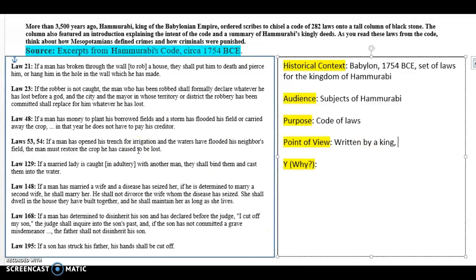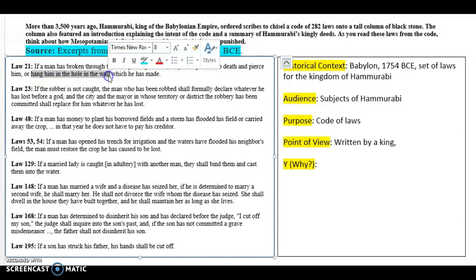All right, let's go through and take a look at a few of these laws. We won't get through all of them today, but the idea is to look through these and try to analyze them. Let's start with Law 21. If a man has broken through the wall to rob a house, they shall put him to death and pierce him or hang him in a hole in the wall which he has made. Gosh, this is pretty strict here.